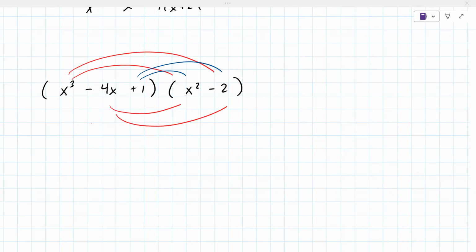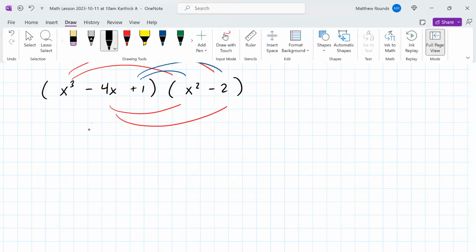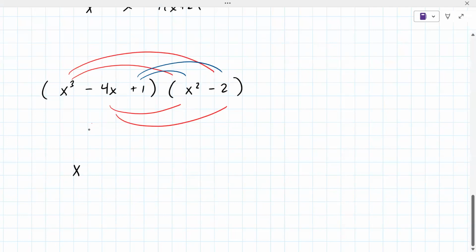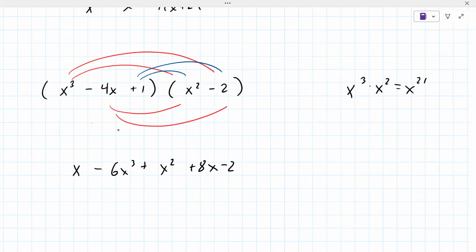All right, I got x to the 6 minus 6x cubed plus x squared minus 8x minus 2. Everything is correct except that exponent. When you multiply and the bases are the same, you add the exponents. So it'd be x to the fifth. Yes, very good. Very, very good.